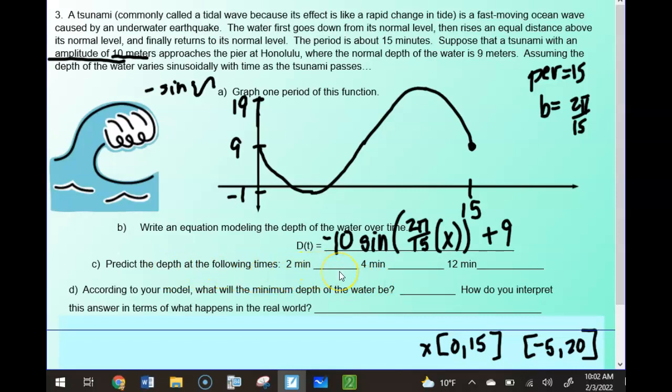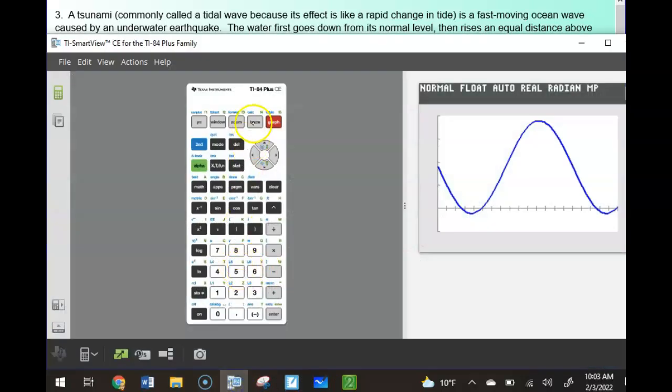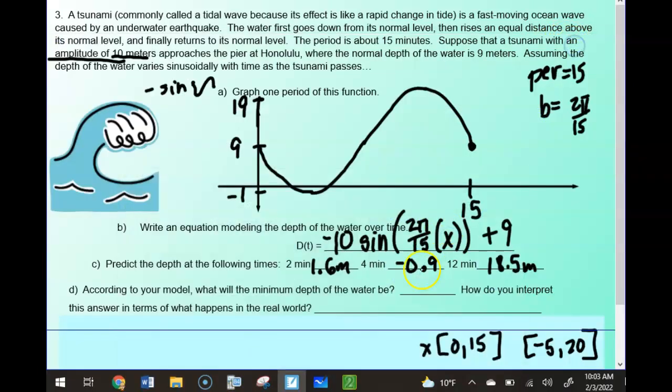Predict the depth of the water at 2. Okay. Anybody tell me? Where were we at 2? 1.6 meters. Okay. 4 minutes. Negative, one more time. Okay. -1. 12 minutes, I mean. 18.5. Okay. Yeah, trace 4 minutes. Yeah, -0.9 or -1, somewhere in there.